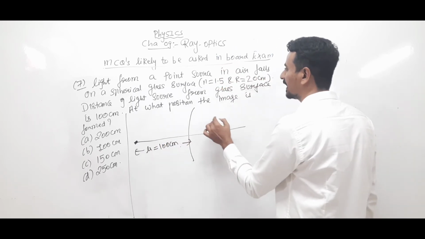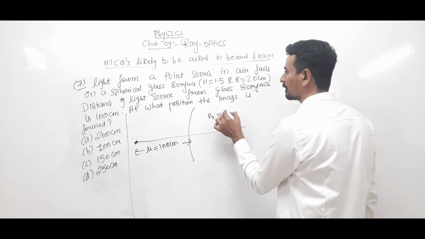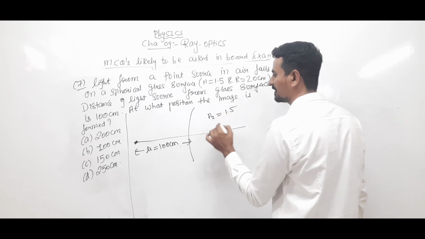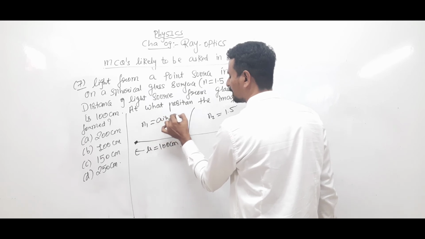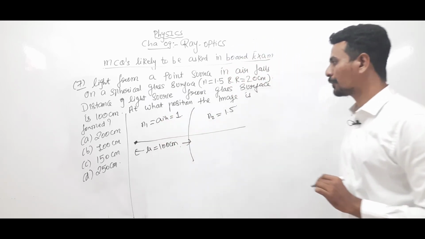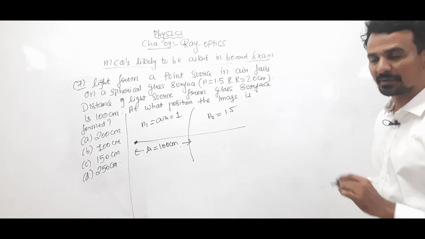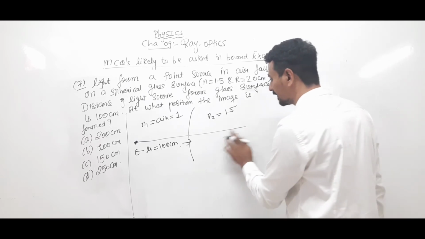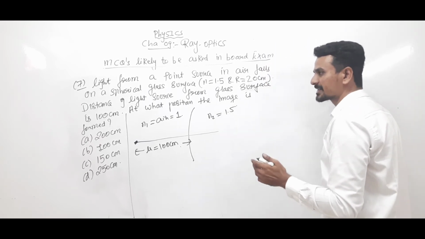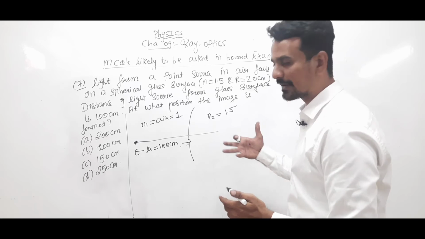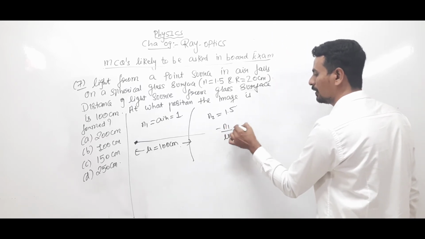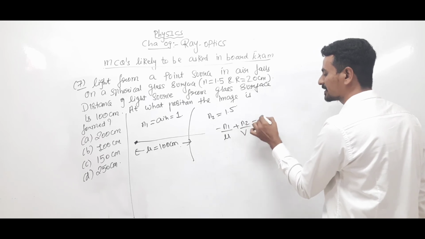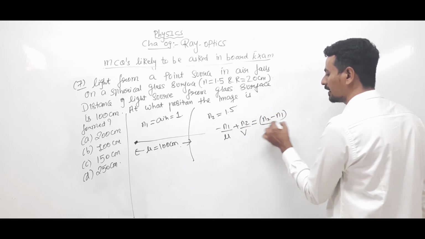Refractive index is given as 1.5. Radius of curvature is 20. This is air, so the refractive index will be 1. At what position is the image formed? That means we have to find v, the image distance. For a single spherically refracting surface, we have the formula: minus n1 by u plus n2 by v equals n2 minus n1 by r.